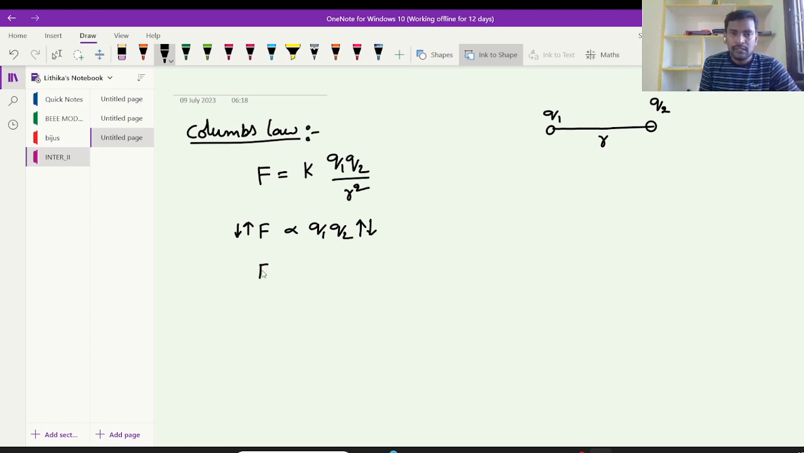Now, the force is inversely proportional to the square of the distance between the two charges. Means, if the distance between the two charges increases, the force of attraction or repulsion will decrease. If the distance decreases, the force will increase.